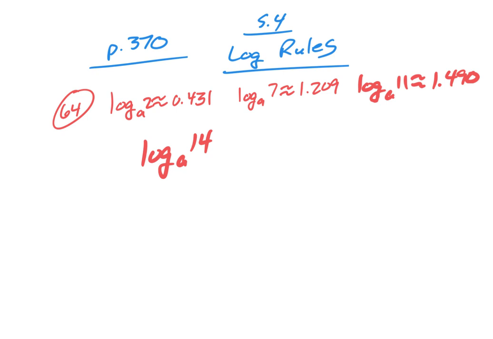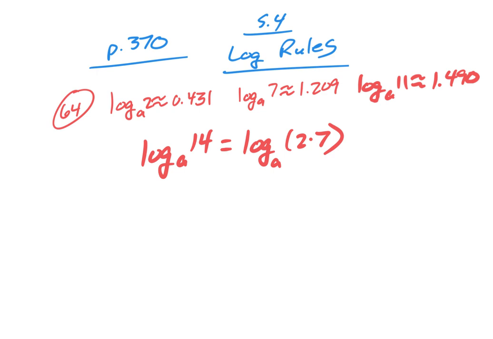So we have 2, we have 7, and we have 11. How can I use 2, 7, or 11 to get 14? Seven times 2, right? So I could rewrite this as 2 times 7. 2 times 7 is 14, okay? So we got to figure out which ones of these we're going to use. Those are the only ones I can use, and I got to use those numbers to get to 14, right?